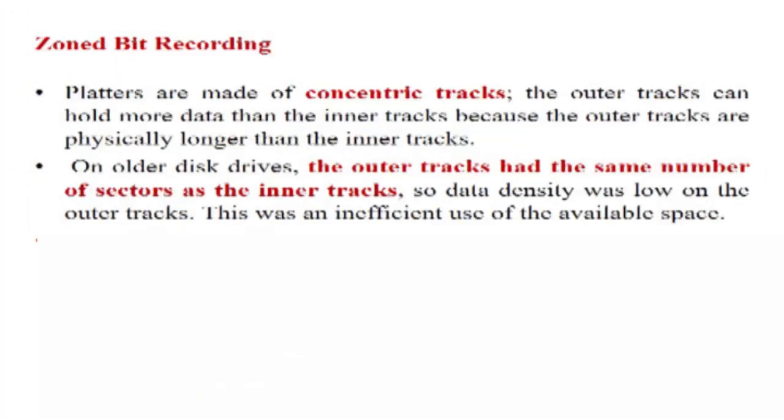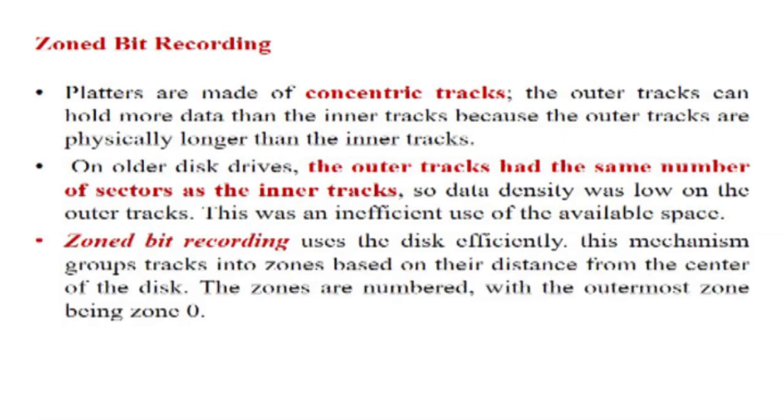Zone bit recording. Platters are made of concentric tracks. The outer tracks can hold more data than the inner tracks because the outer tracks are physically longer than the inner tracks. On older disk drives, the outer tracks had the same number of sectors as the inner tracks, so data density was low on the outer tracks. This was an inefficient use of available space.